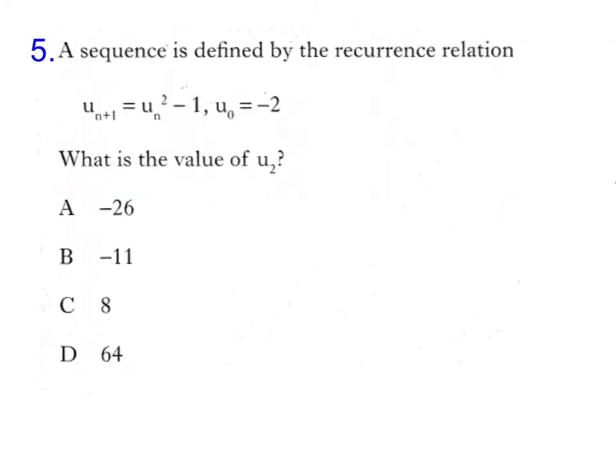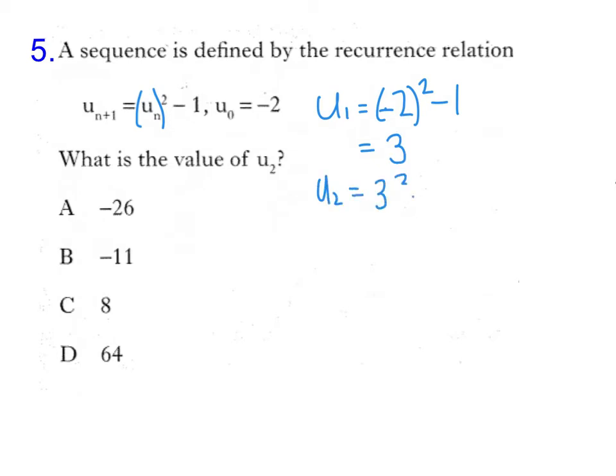Question 5, of a sequence. So this says un squared. Now, I would actually probably prefer that if there was a wee bracket there. So un squared take away 1, and we're told what u0 is, and we have to find u2. So u1 would be plugging in u0, so we've got minus 2 squared take away 1. Now, minus 2 squared is just 4, take away 1 is 3. And then u2 would be plugging that in. So that would be doing 3 squared take away 1, which is 9 take away 1, which is 8. So answer C.